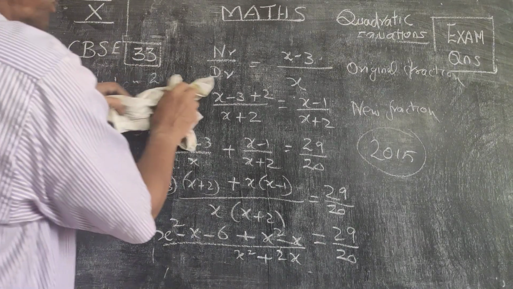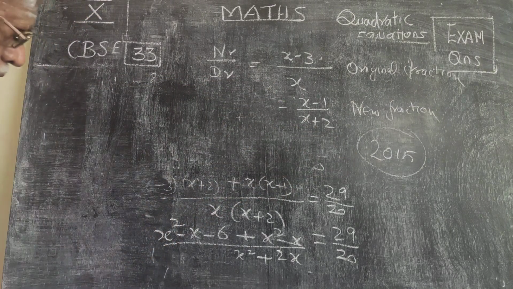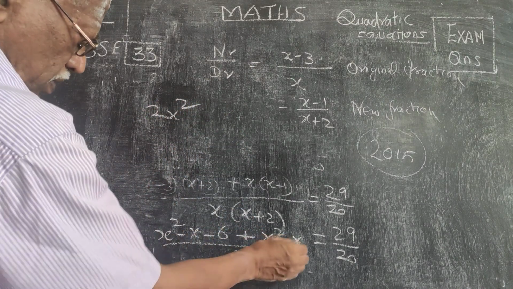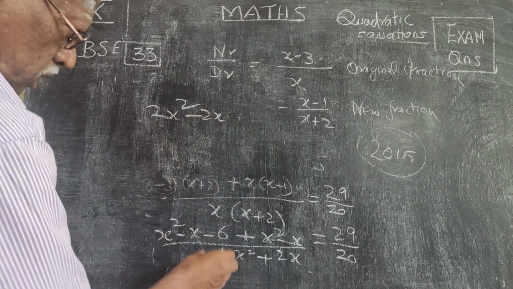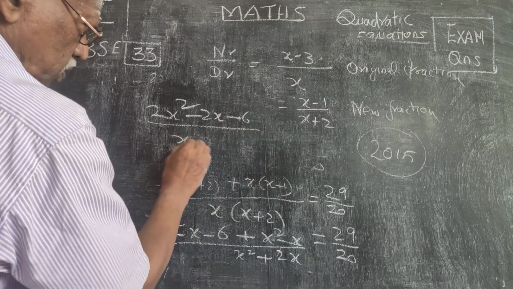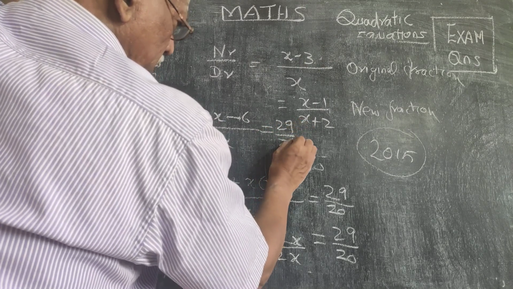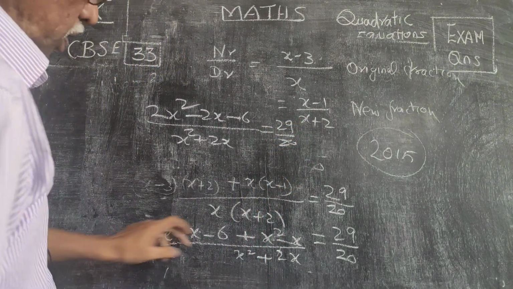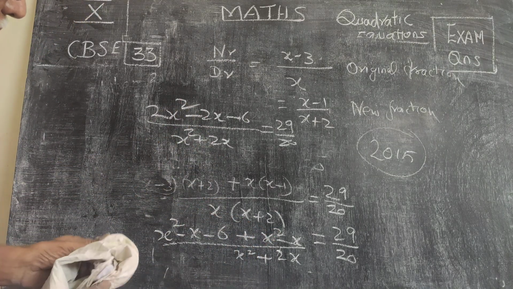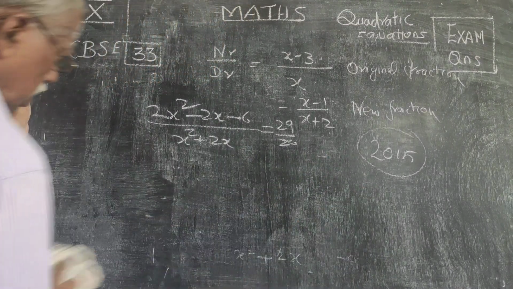Continuing the problem, here is one x square, therefore 2x square, minus x and minus x, therefore minus 2x, minus 6, divided by x square plus 2x, equal to 29 by 20. Now cross multiply.